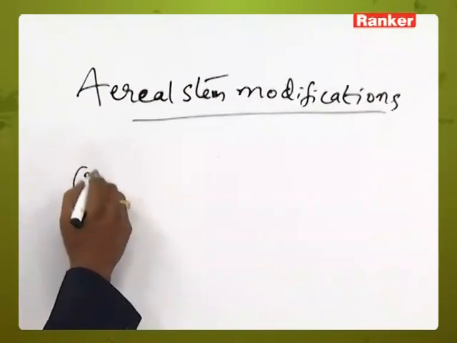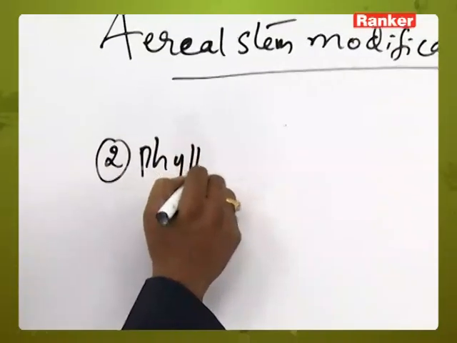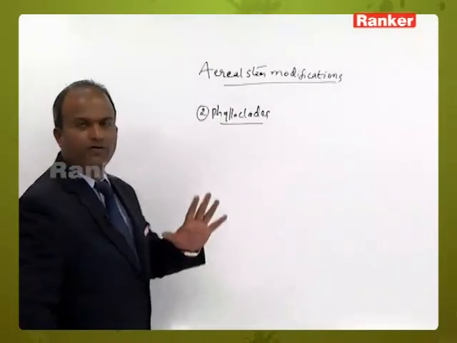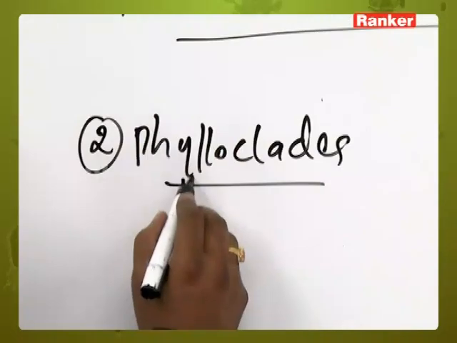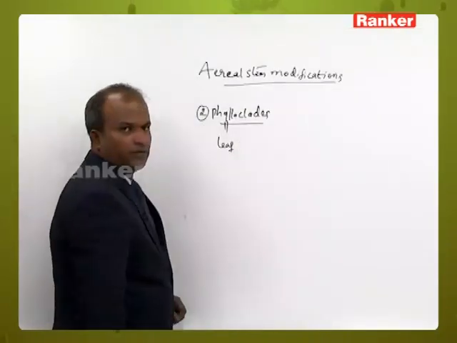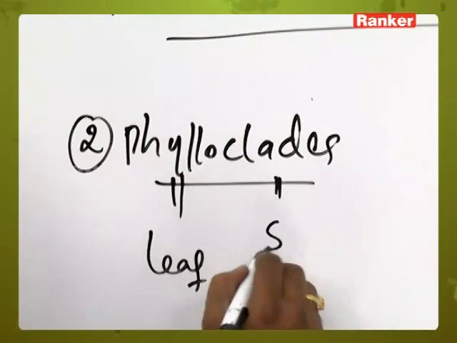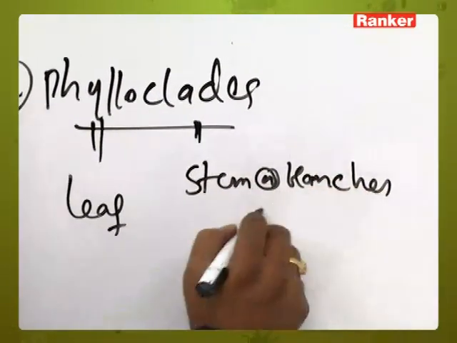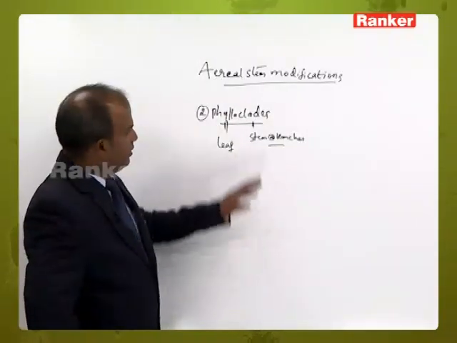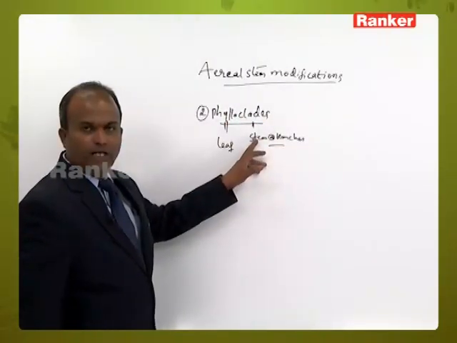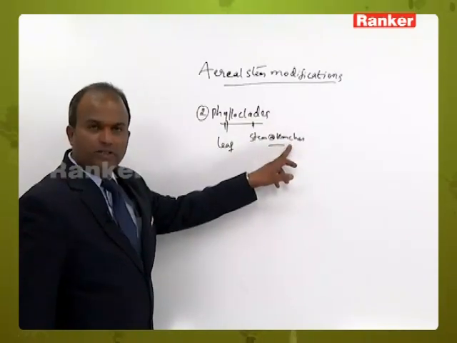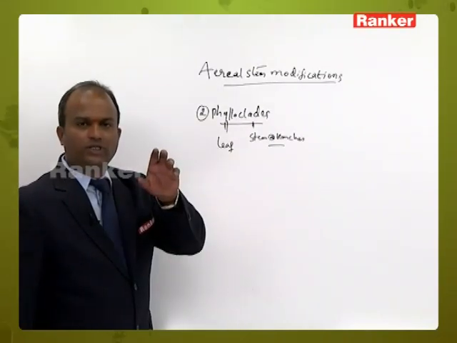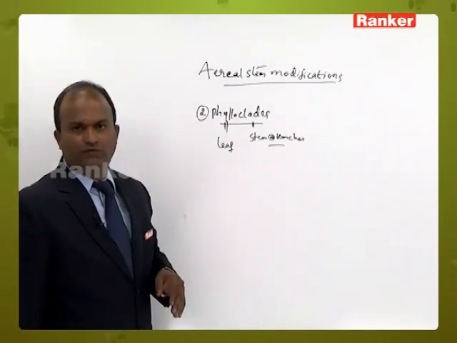And the next goes to phylloclades. What is meant by phylloclades? Phyllo means leaf. Clade means stem or branches. That means in phylloclades, mainly the stem, and sometimes branches, are modified into leaf-like structures, and they can perform photosynthesis in order to prepare their own food materials.